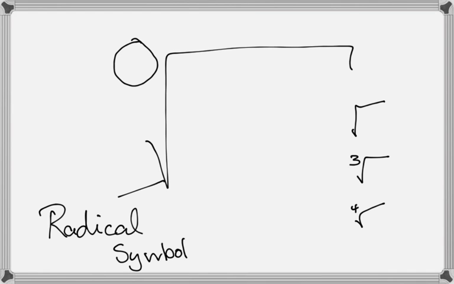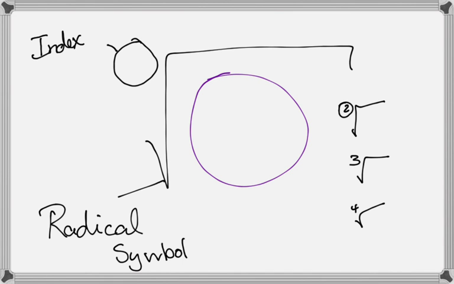When you don't see a number there, it's understood to be what? It's understood to be a 2. Square roots don't show that 2 there, but that number has a special name, it's called the index. So the value on the outside is your index. The part on the inside is called a radicand.